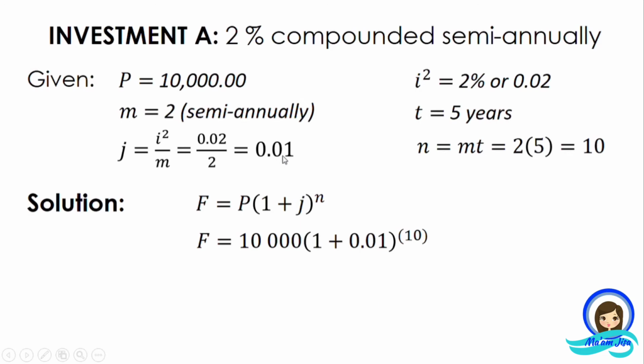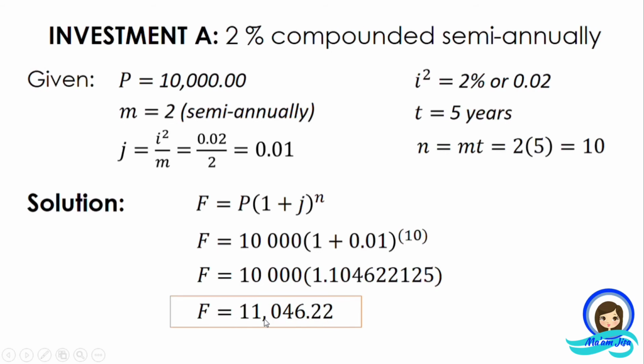This is our formula, and substituting the given data here, J is 0.01. This is the rate per conversion period, and 10 is the total number of conversion periods. 1 plus 0.01 raised to an exponent of 10 is equivalent to 1.104622125, and then multiplying it by 10,000, that is equivalent to 11,046.22. You may check this using your calculator. And by the way, it's better to copy everything when you raise a number to a particular exponent so that the result would be more accurate. It would be better to round at your final answer already, not on the prior steps, okay? So this is the future value for our first investment.